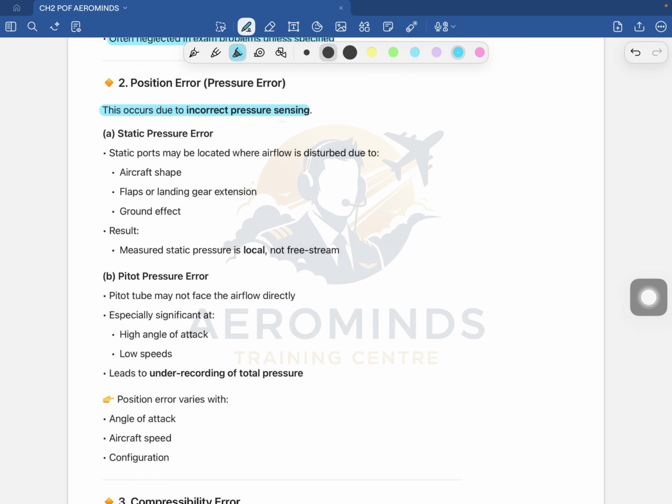Now, two pressure errors. First is static pressure error. Static ports may be located where the airflow is disturbed. And why is it disturbed? Due to the aircraft shape, due to the flaps or landing gear extension, and also due to the ground effect. So the measured static pressure is local and it is not free stream.